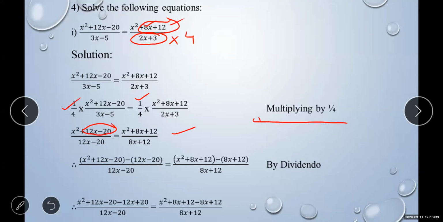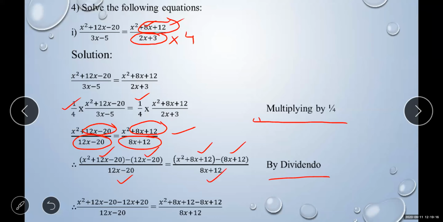Now here you can see we got the same. Yes, we got them same. Now we can cut them. By what? By taking the dividendo. Dividendo is a subtraction, so sign will change. So by dividendo, numerator minus denominator. So numerator in the first bracket and minus denominator, and denominator stays as it is. Then same for the right side, numerator minus denominator and denominator at the same place.